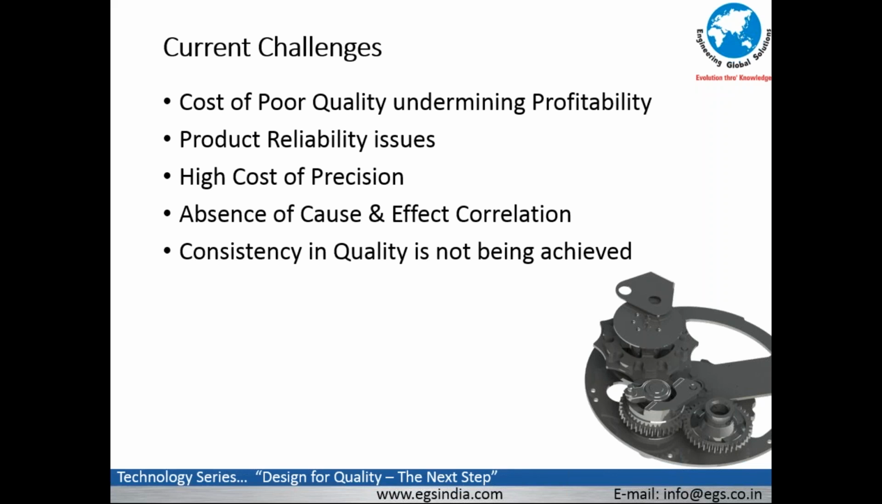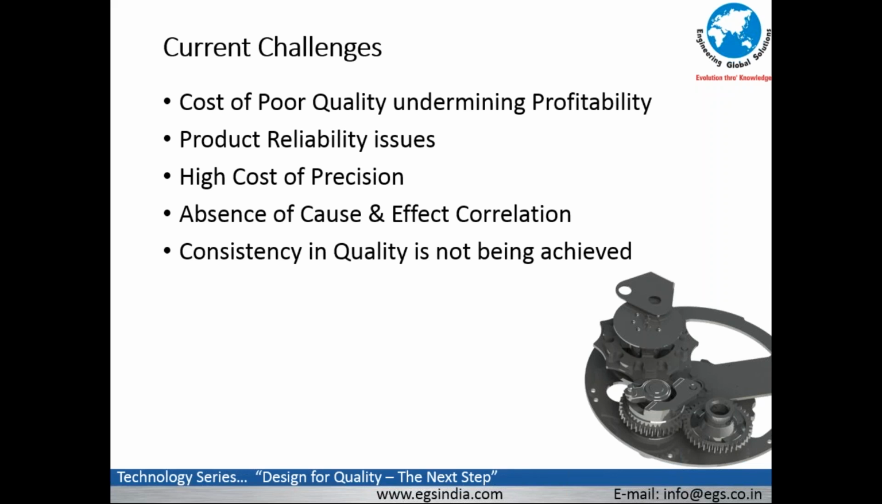It is typically solved based on the experience or the gut feel of the person who is attending to the issue, and consistency in quality is not being achieved. Same drawing, same manufacturing processes, same machineries are being used, same people are doing the manufacturing, yet the product build quality varies quite a bit, so consistency suffers, resulting in lack of quality and not so good reliability. These are the current challenges.